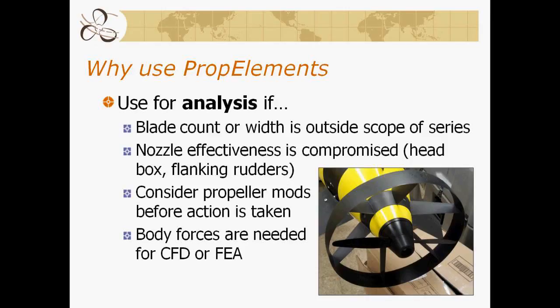We would use PropElements for analysis if the blade count or the width is outside the scope of the series. This image here on the aft end of a torpedo-shaped underwater submersible is a GON geometry, but the 2 blades and the very thin blades are outside the scope of the series. If nozzle effectiveness is compromised, we're going to talk about that a little bit later, or where you want to investigate propeller modifications, such as repitching or cutting back before action is taken and the expense of bringing in a propeller shop are spent, or if you need body forces for CFD or FEA calculations.